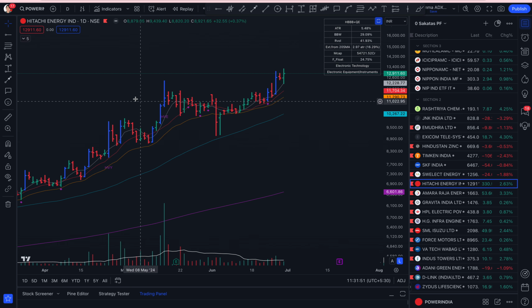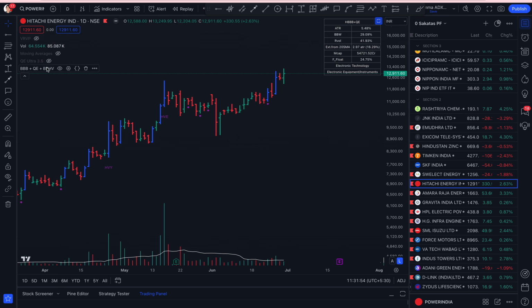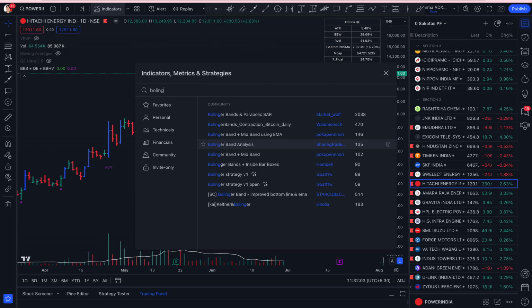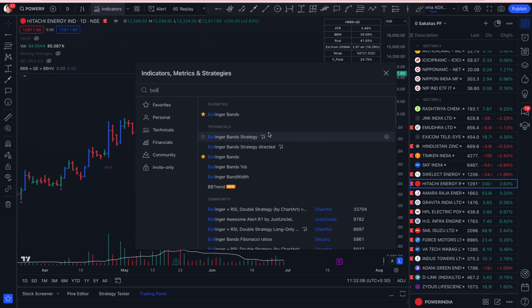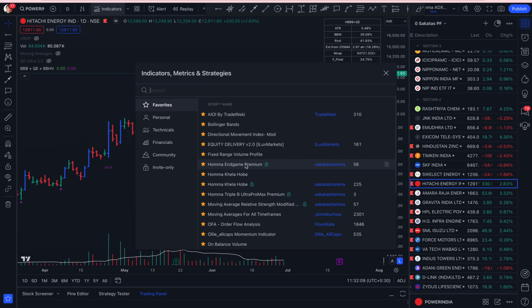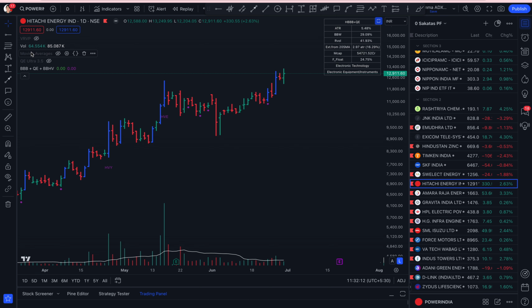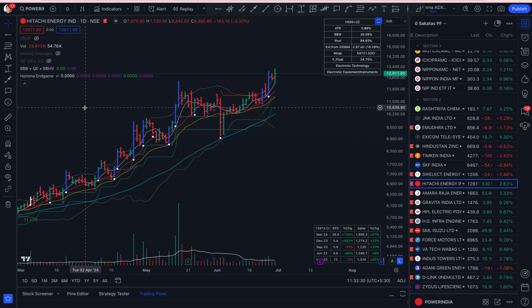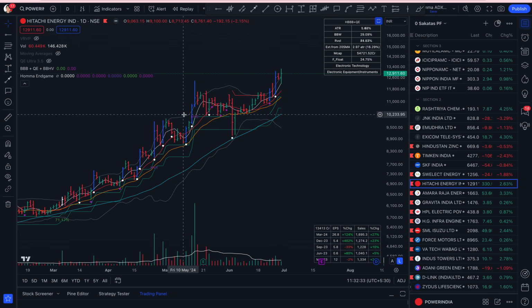Now, what I'll do is I will put on the Bollinger Band. I'll put the end game indicator and wait for a moment. Okay, it's coming. Okay, so in here, what you can see is that there is this Bollinger Band.